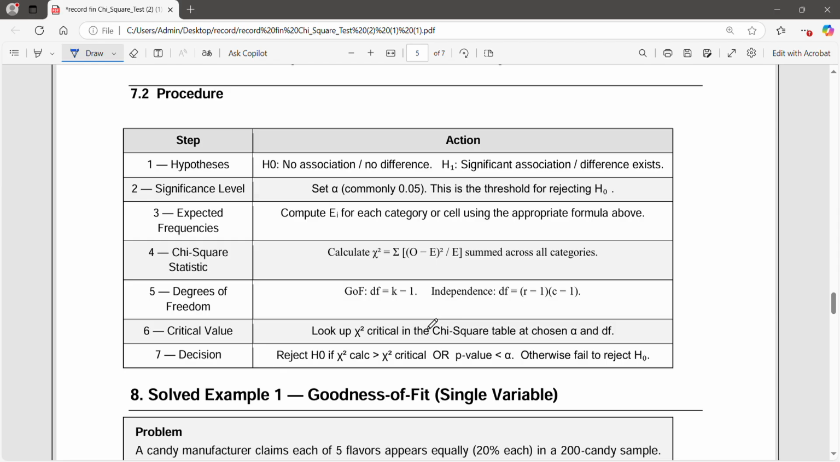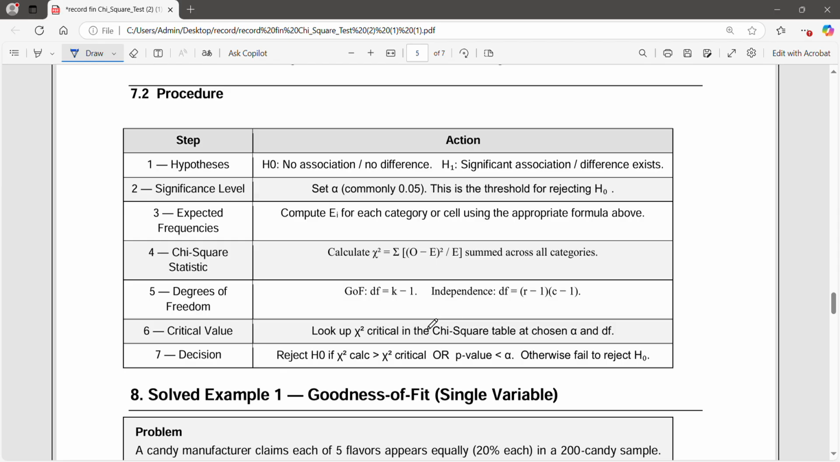As per that, first we have to set the hypotheses H0 and H1. H0 means no association or no difference between the variables. If there is a significant association between the variables, it is set as H1. Then the significance level, alpha, is commonly set as 0.05. Next, we should calculate the expected frequency for each category or cell using the appropriate formula, which we already discussed in the above section.